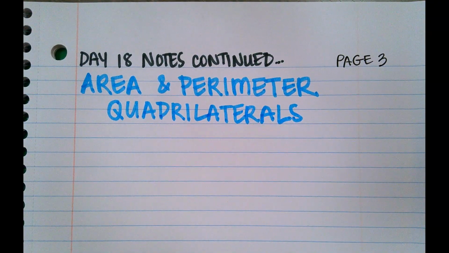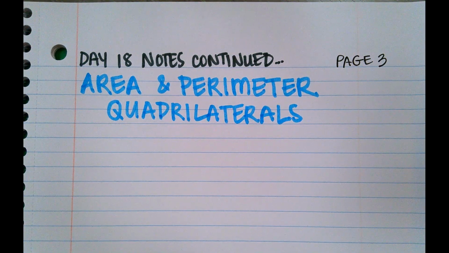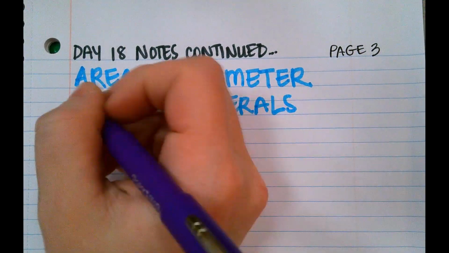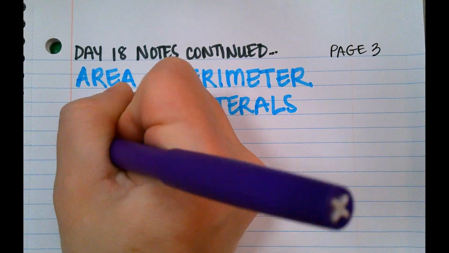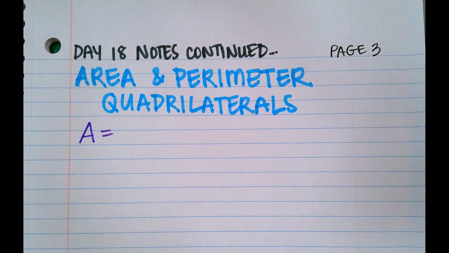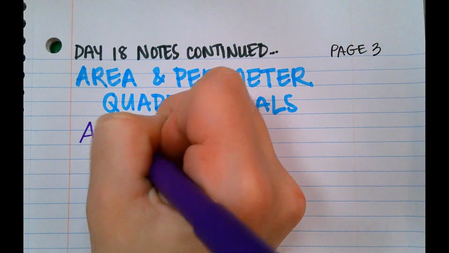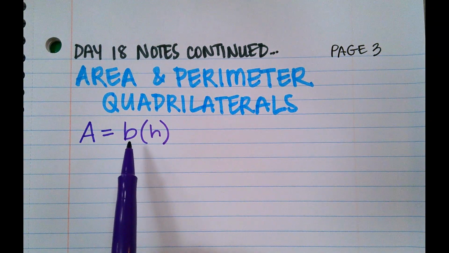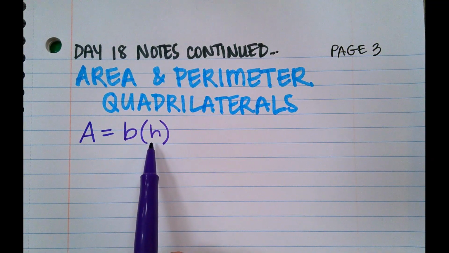We're going to be talking about the ones that we talked about yesterday. So parallelograms, rhombuses, rectangles, squares, all of those. Right. So what I'm going to do here is give you a formula. A equals B times H. B is for base, H is for height.